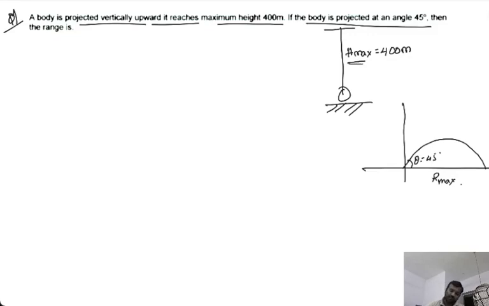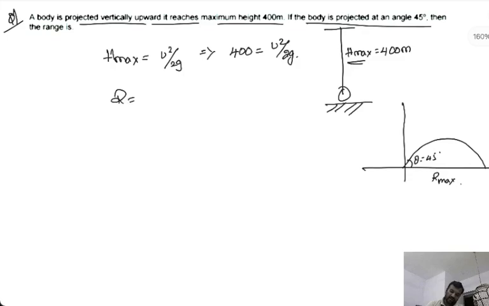So the formula first of all, maximum height. H max is equal to u square divided by 2g. The H max value is given as 400. So it can be written as 400 is equal to u square by 2g. Now the range formula is R is equal to u square sine 2 theta divided by g.